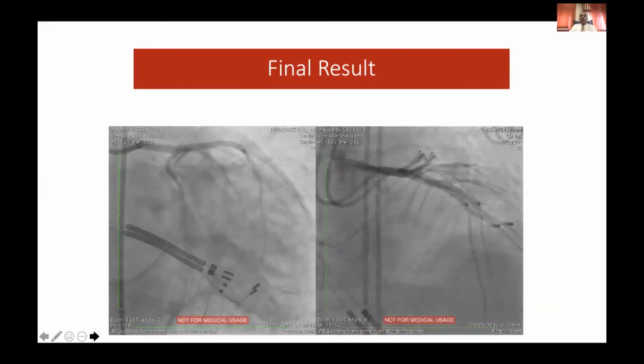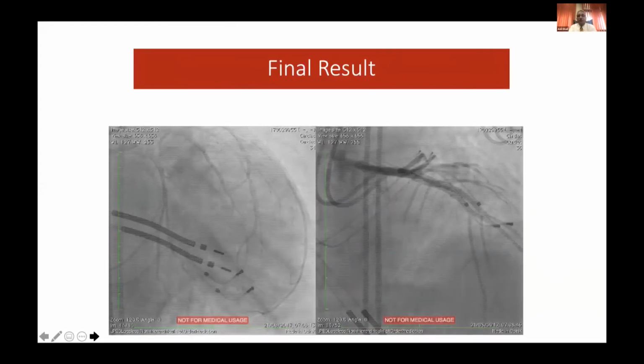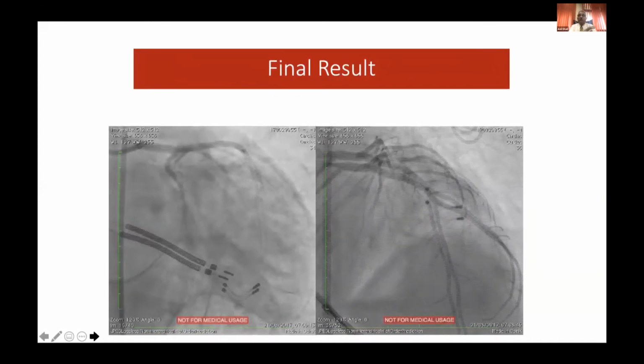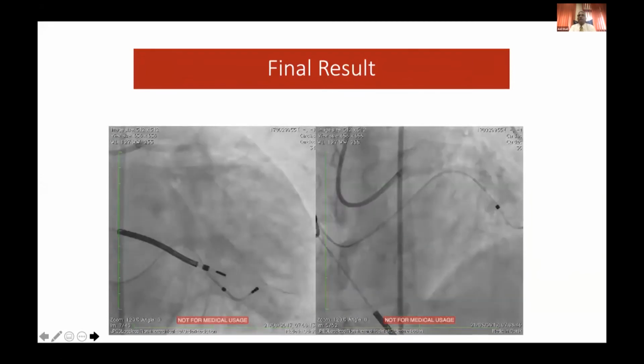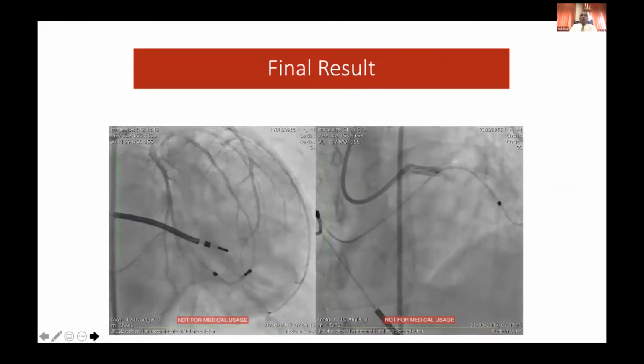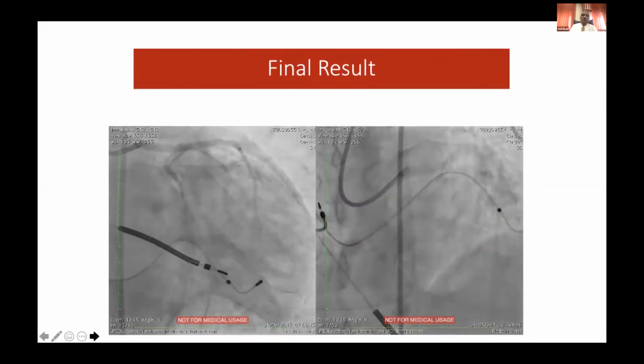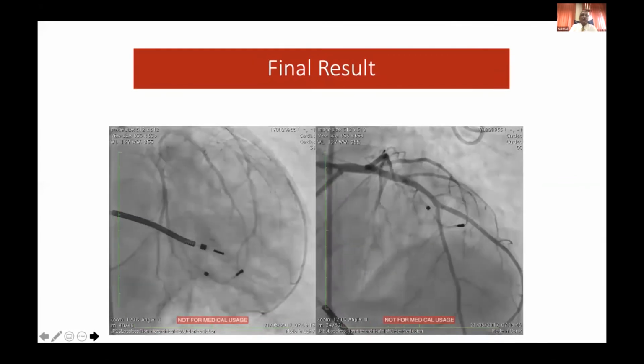But the LV was badly stunned. And you can see that we've got an excellent TIMI 3 flow. We've got good blush as well. But the pressures were very low. He was in profound cardiogenic shock. His lactates were through the roof. And the ejection fraction on the echo was still less than about 10%.